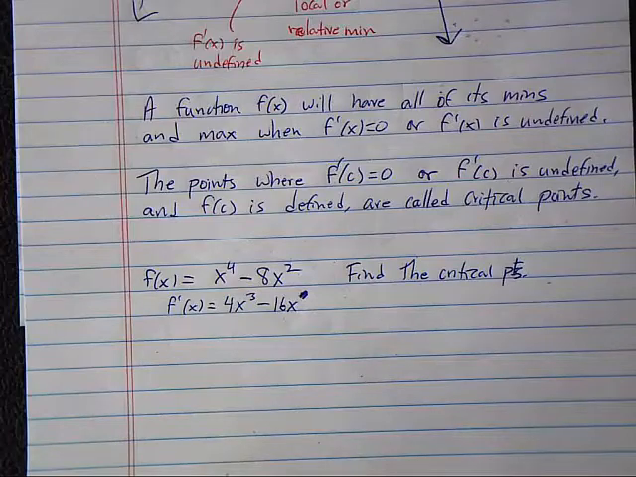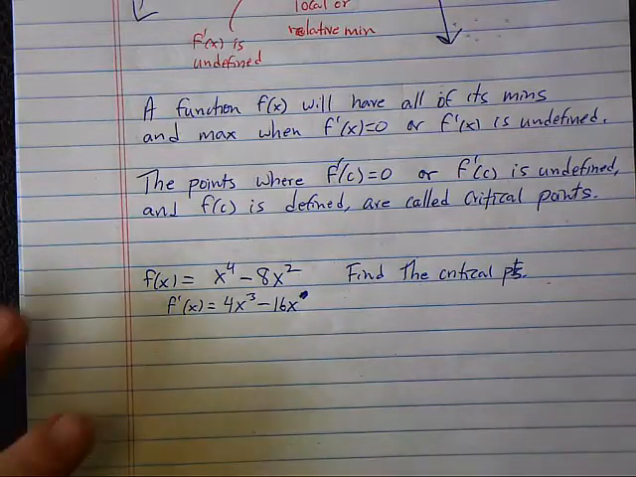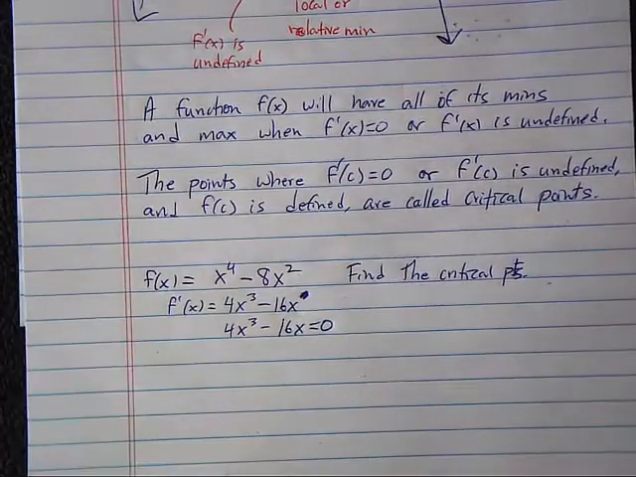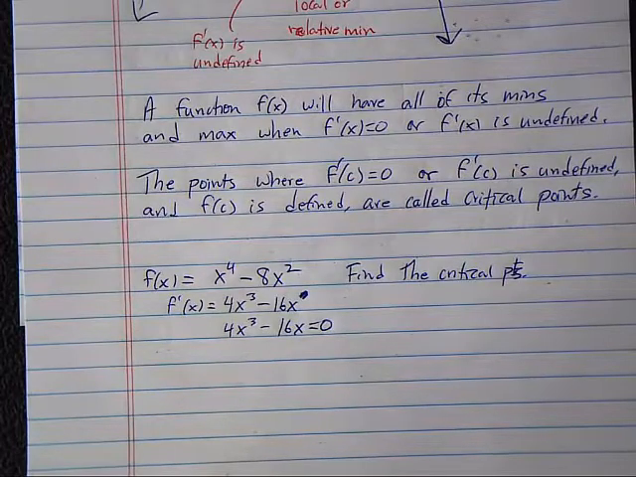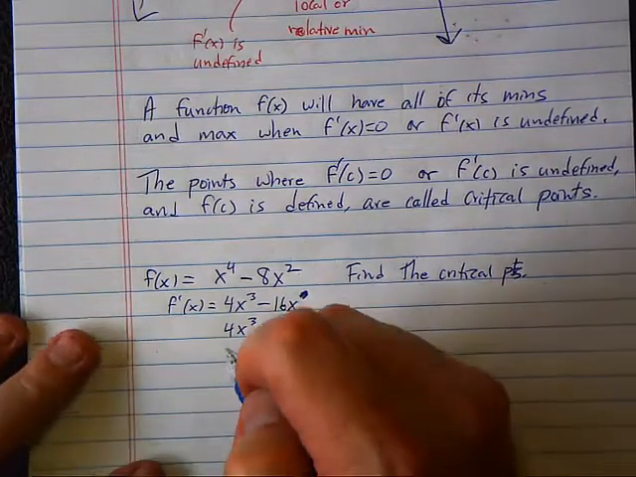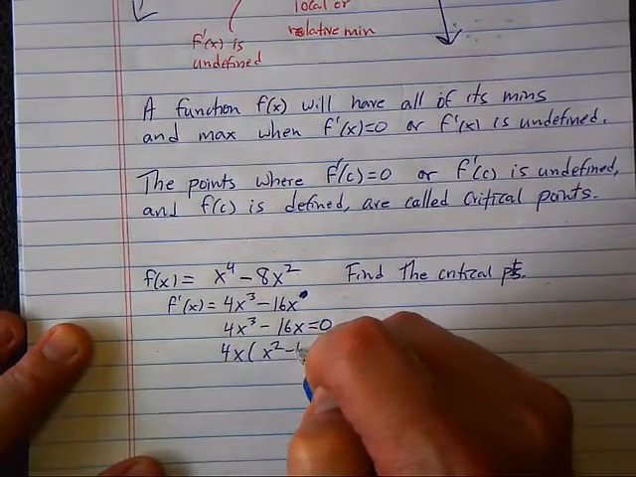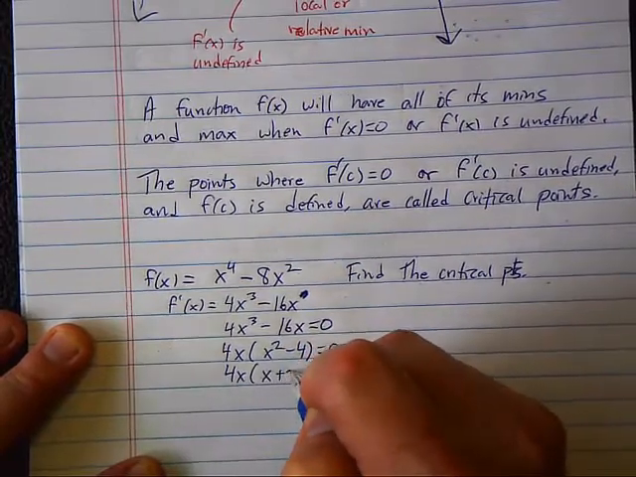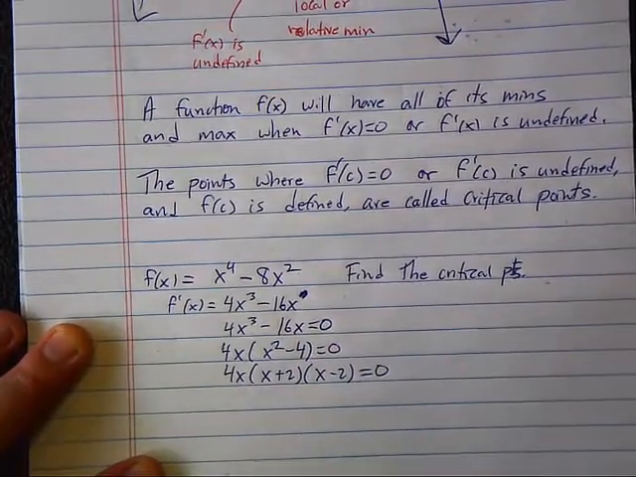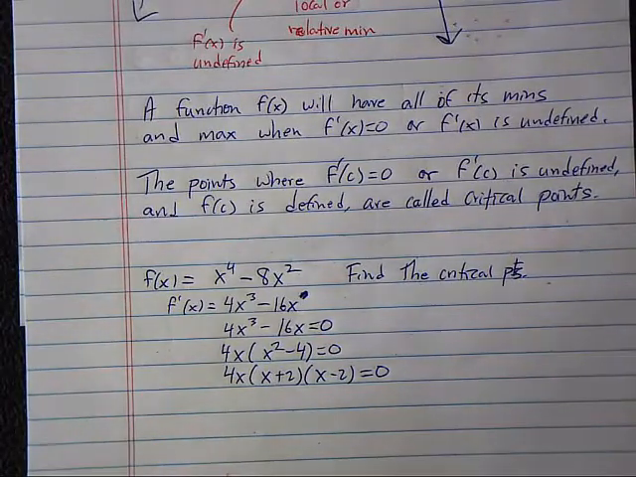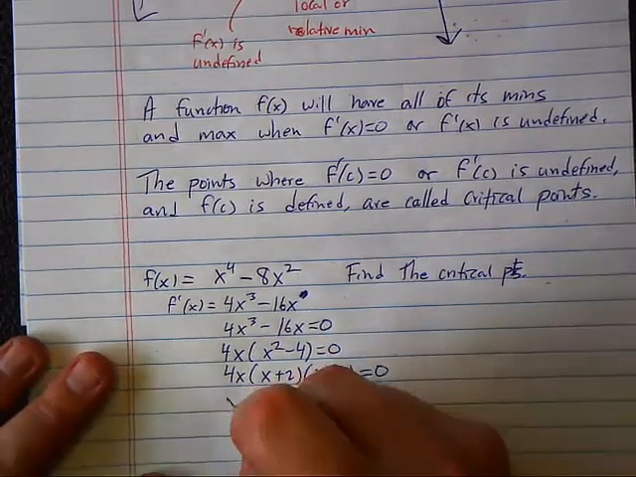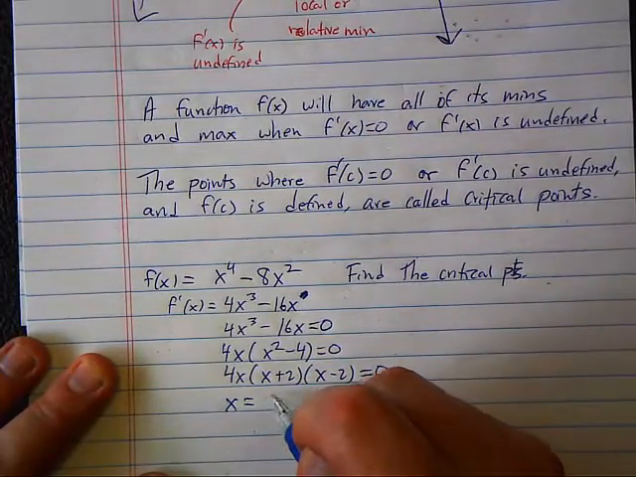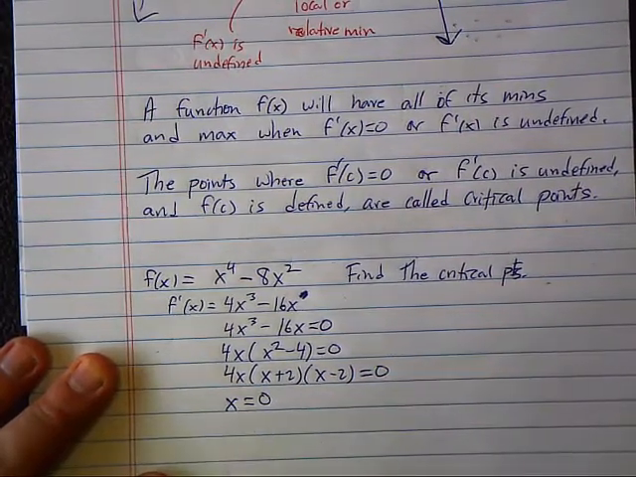How do you solve that equation? Factor out a 4x, so 4x times (x squared minus 4) equals 0. Factor some more. x squared minus 4 factors as (x plus 2)(x minus 2). And so x is 0 would be one of them, correct? Because of the 4x. x would be negative 2. x would be positive 2.